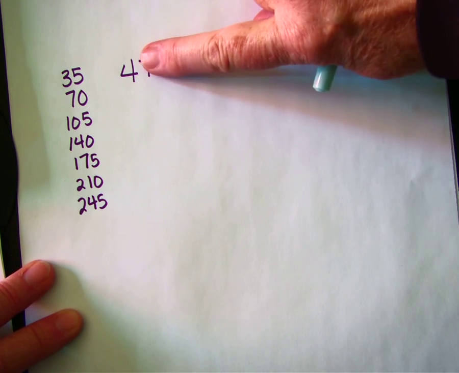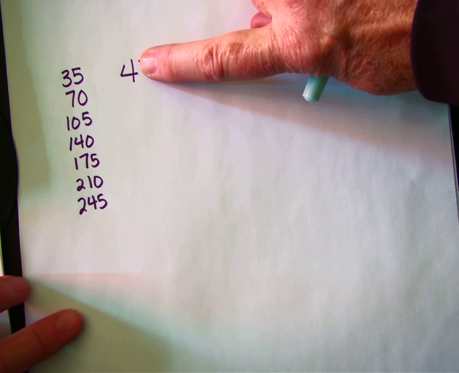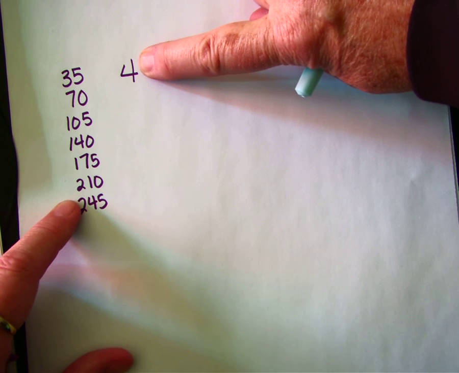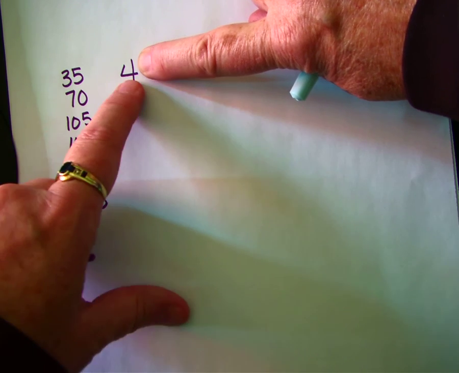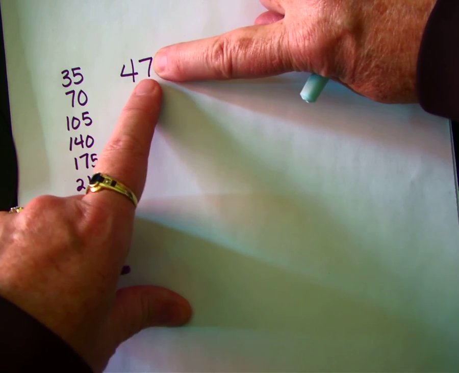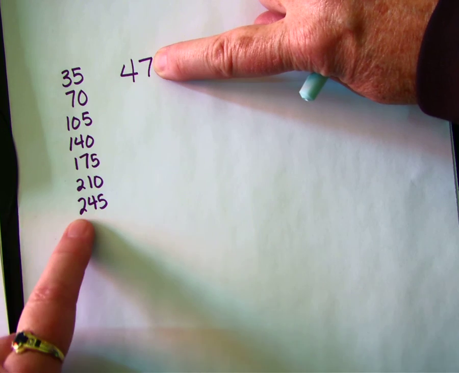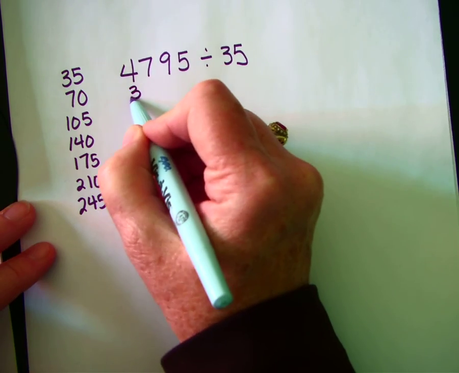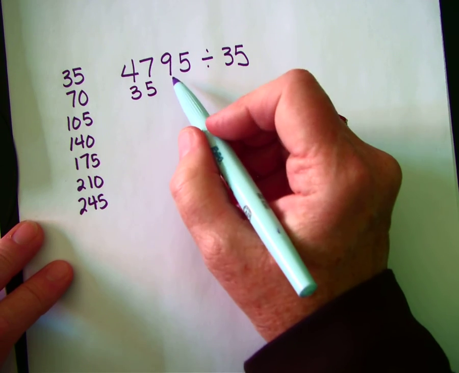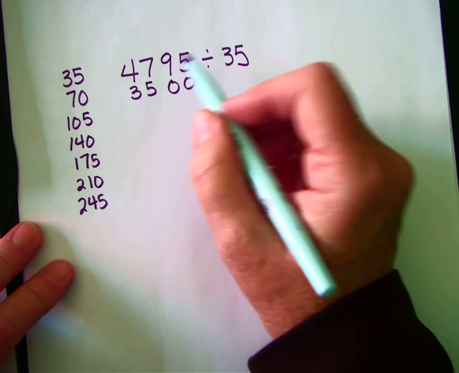Then we're going to cover up everything but the first number. We have a 4. The biggest group without going over? There isn't one, because 35 is bigger than 4. So we're going to move our finger over. We're at 47. The biggest group without going over is 35. So I'm going to put a 35 here, and then I'm going to fill in 2 zeros.